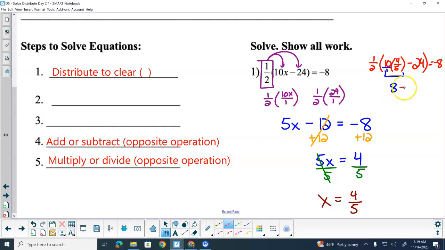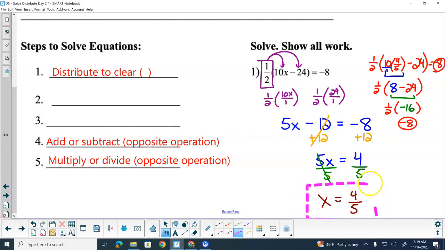8 minus 24. Negative 16 times 1/2. Right? Because it's negative 16 divided by 2, and that gives me negative 8. Is negative 8 equal to negative 8? Yep. So we can brag about our work. Okay.